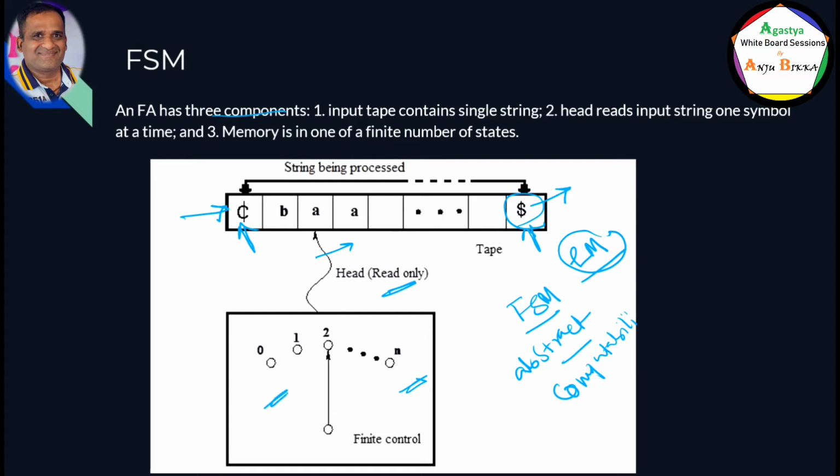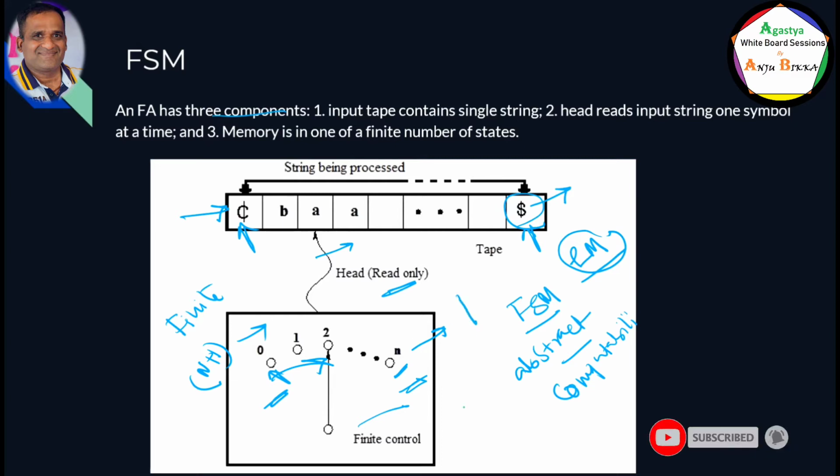Now you can see the third component, finite control. These are the states 0 to n. So it has n plus 1 states, a limited, finite number of states, and it uses its states to remember the patterns. So the memory is nothing but the states. It's not going to have any external memory. So the memory is in the form of states, which are finite.